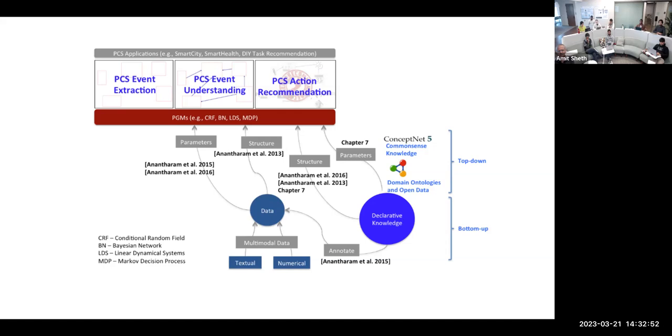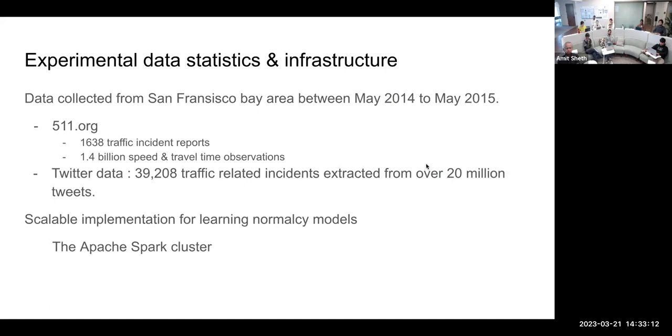Like the main three targets are event extraction, event understanding, and action recommendation, and how he has modeled the problem, what steps he has taken, what technologies he used, and the publications he has done. So this all includes how we have evaluated his results using the data sets and the infrastructure related things. So he has used the 511 and Twitter data. So he has used 1638 incident reports and 1.4 billion speed and travel time observations, and then 39,200 Twitter data extracted from 20 million tweets. And then he has achieved scalable implementation using Apache Spark.